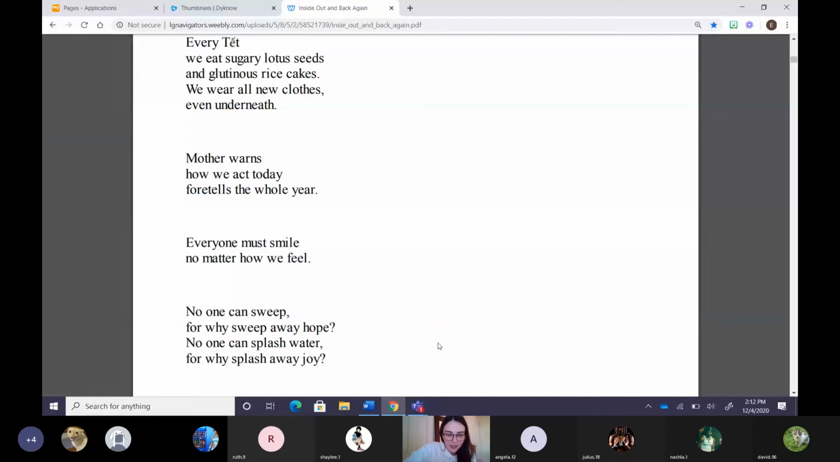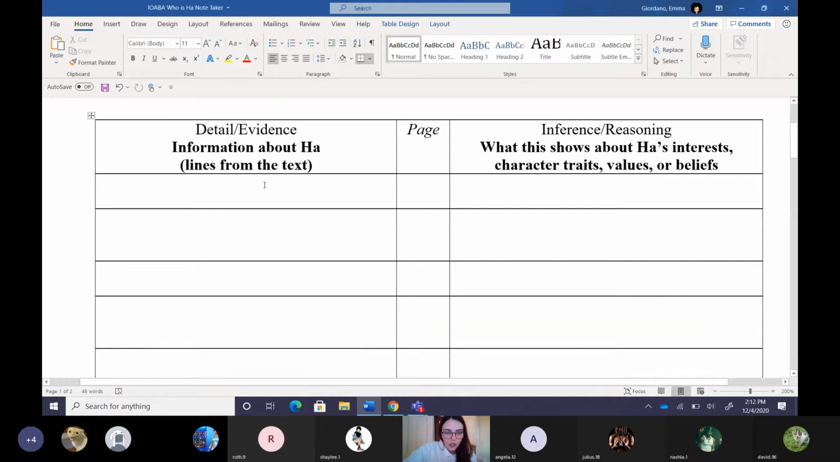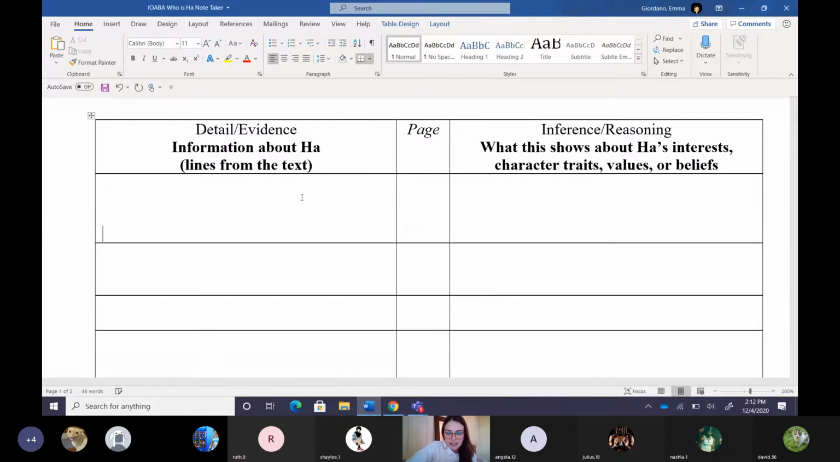So what we're going to do is I'm going to show you how to use that little note taker with this poem. I know we already read it, but we're going to take some of this information. We're going to take one of the lines from the poem that shows the mother being traditional, because this will give us information about our main character, whose name is Ha. We're going to get into that today as well.